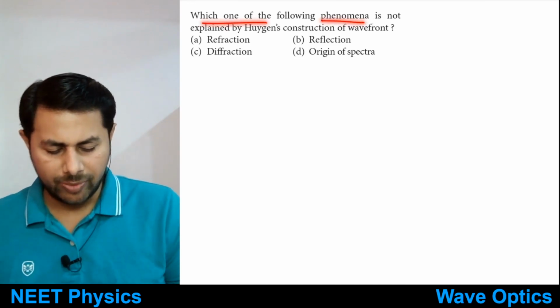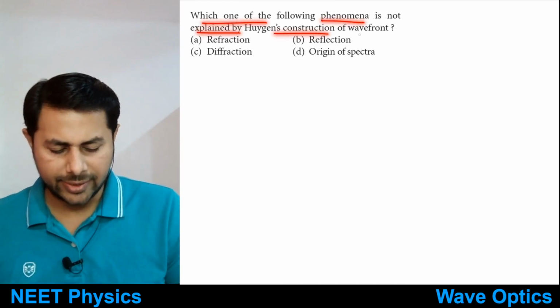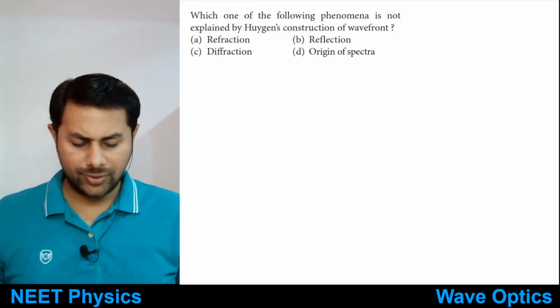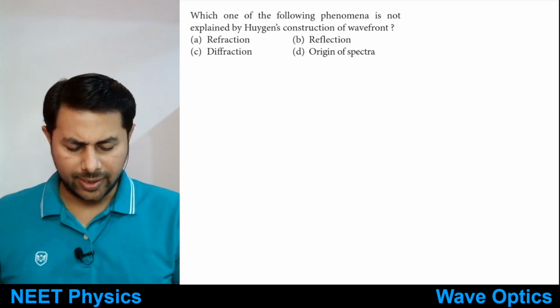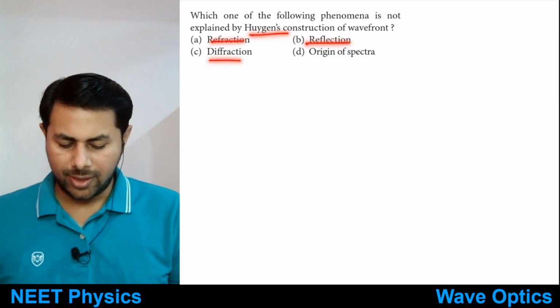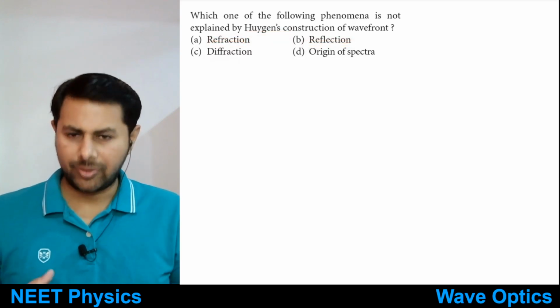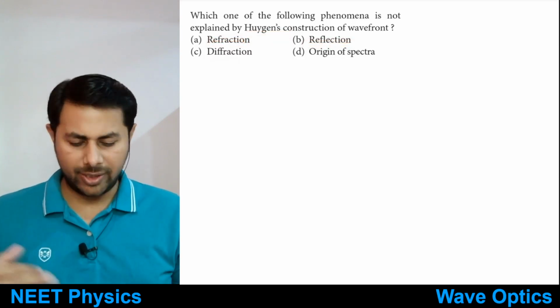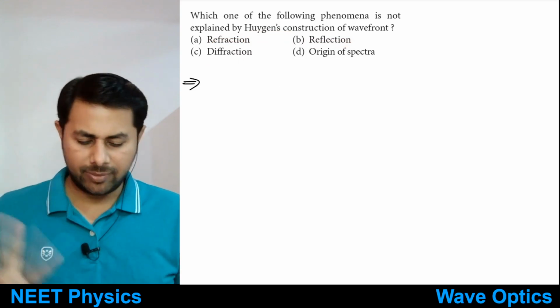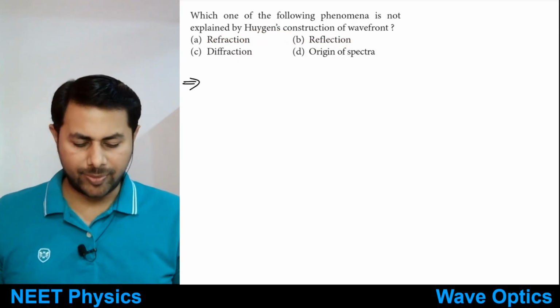Which one of the following phenomena is not explained by Huygens construction of wavefront? Okay, so actually you need to just remember this, that Huygens could explain reflection, refraction. Diffraction is the phenomenon that we are going to see next. Okay, he could explain interference. Newton explained reflection, refraction, rectilinear propagation.